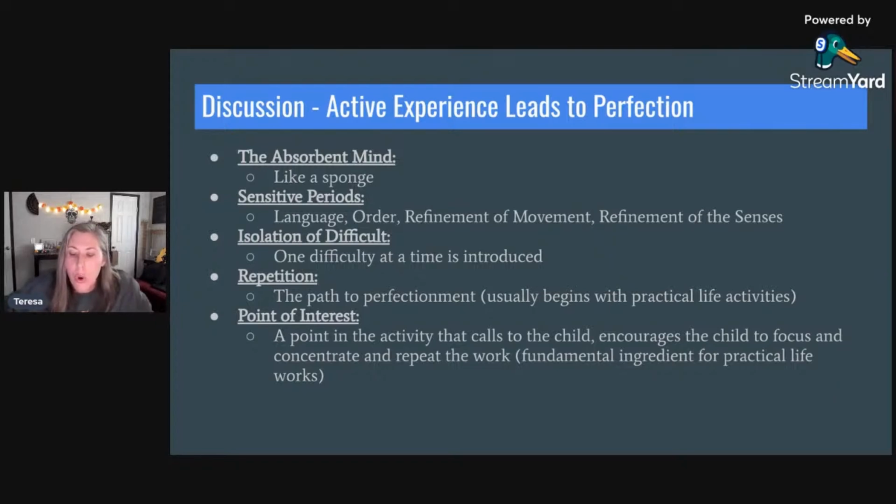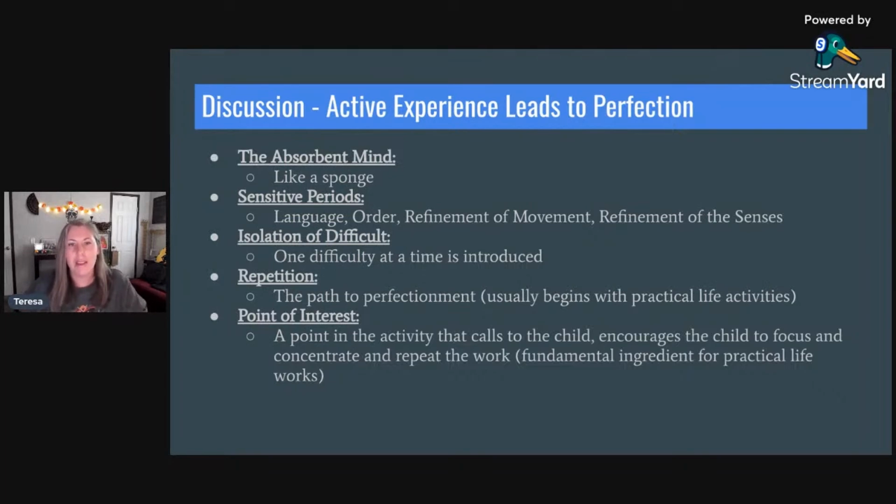And that's why we have so many different practical life works in the Montessori classroom, because we know that no two children are alike. We need to provide for all the different children in our classroom. And when one activity doesn't work for a child, we try to offer a different activity. So that point of interest in the activity is what calls to the child and encourages the child to focus and concentrate and then repeat the work. These are the fundamental ingredients for our practical life works in Montessori.